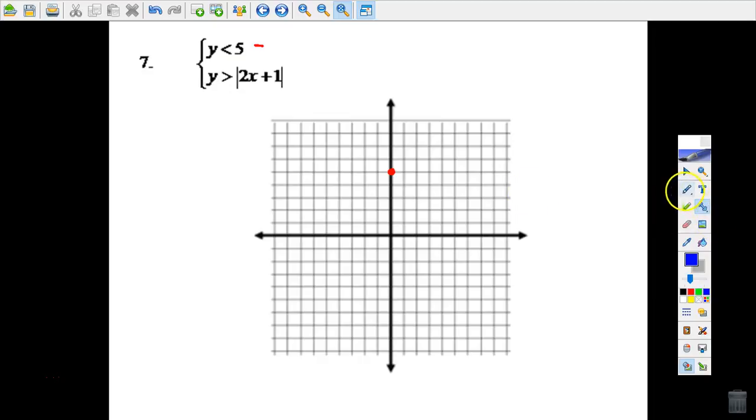So let's do this line in red. This is the line y equals 5, and it's dotted. And the less than side for this line will be under here. Everything heading this way below the line.